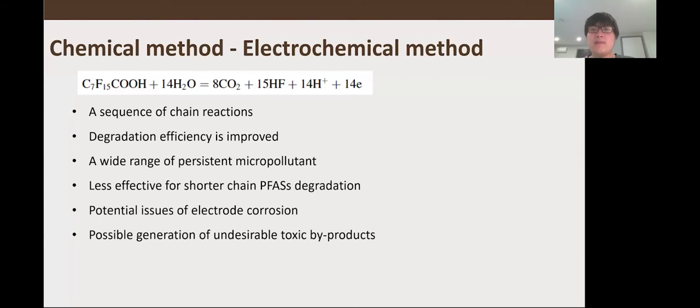For water, the electrochemical method is mainly used. This method uses a sequence of chain reactions, which can be summarized by the given chemical equation. This method has two advantages and three disadvantages. Its degradation efficiency is improved and it can handle a wide range of micropollutants. On the contrary, it is less effective for shorter chain PFAS. What's more, electrode corrosion and toxic byproducts cannot be ignored.